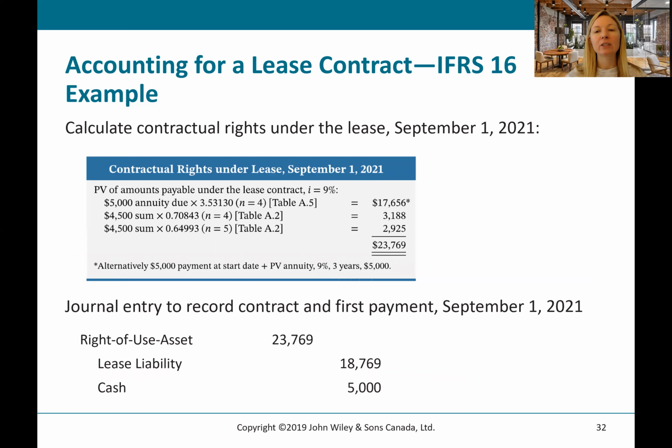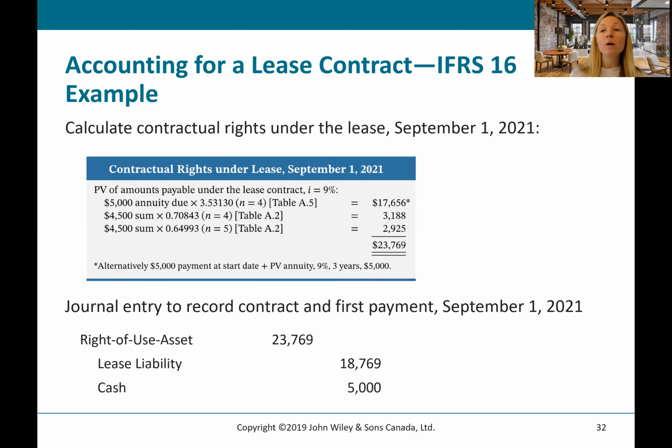And you can see that here as well. So the journal entry to record the contract and the first payment on September 1st, 2021 is debit right of use asset. So we're putting an asset onto our statement of financial position that's called right of use asset for $23,769. So that's the exact present value that we calculated above. And we're going to credit and put on our lease liability of $18,769.